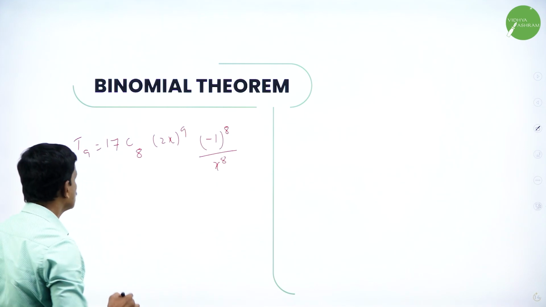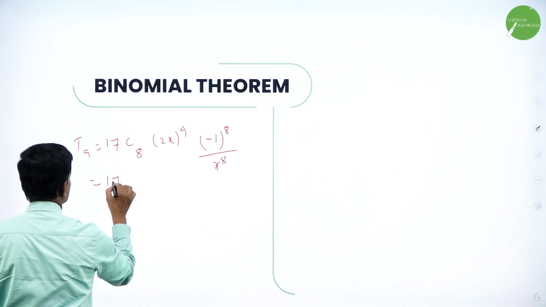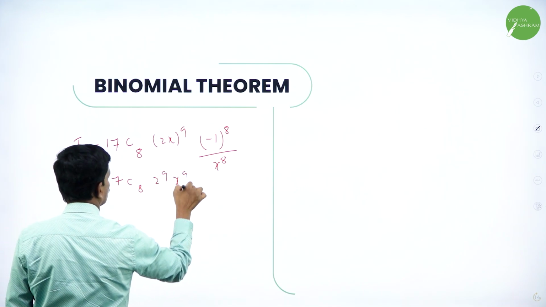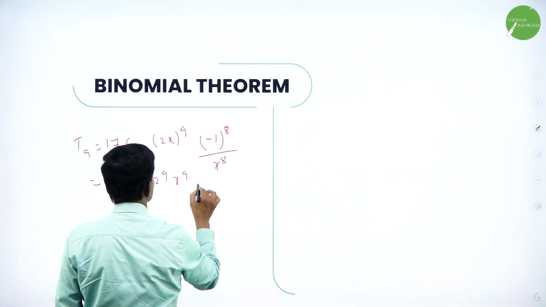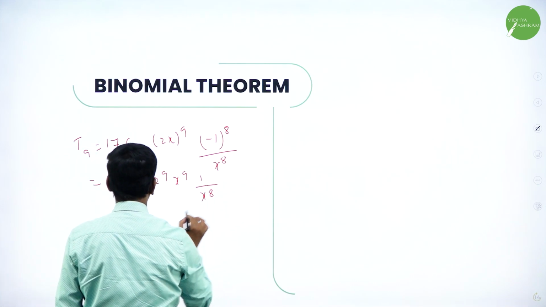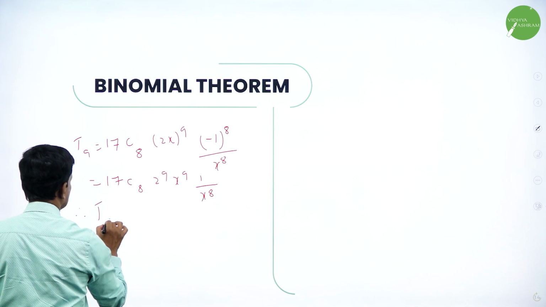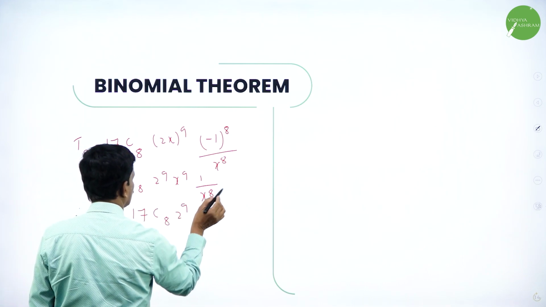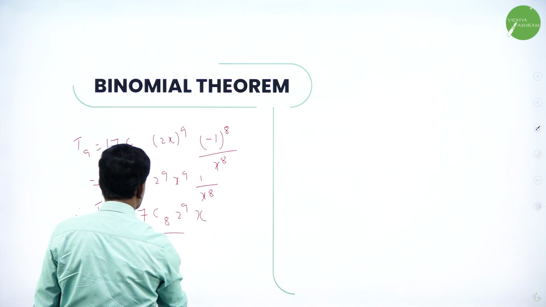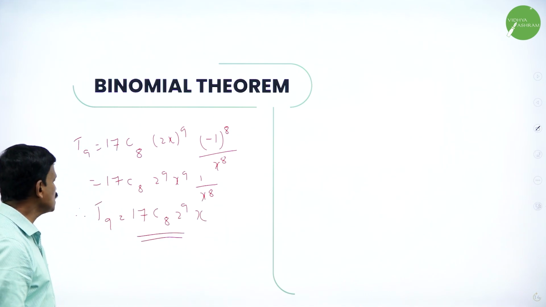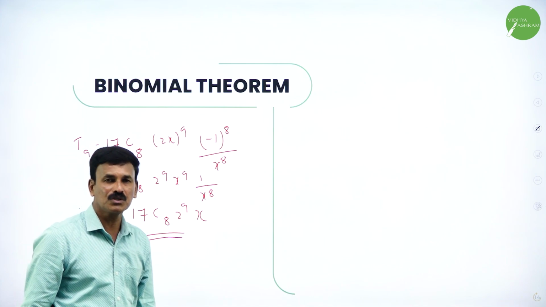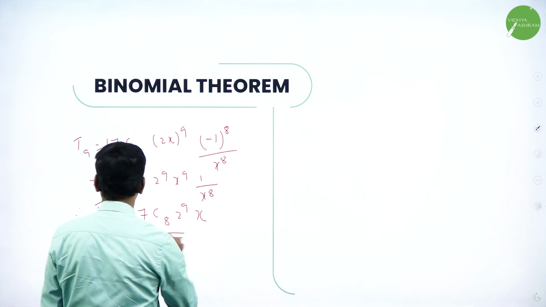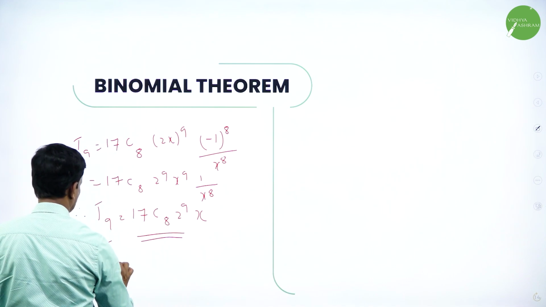Now what is this equal to? 17C8 2^9 x^9, and this is 1 over x^8. So therefore T9 is equal to 17C8 2^9, x^9 and x^8 get cancelled, you will have x. So 17C8 2^9 into x is the ninth term in the expansion. This is the ninth term, T9.